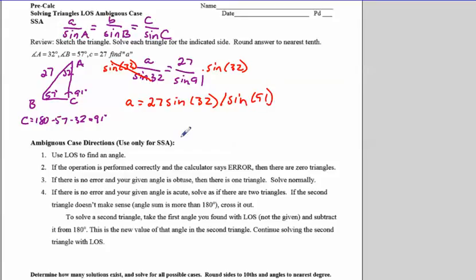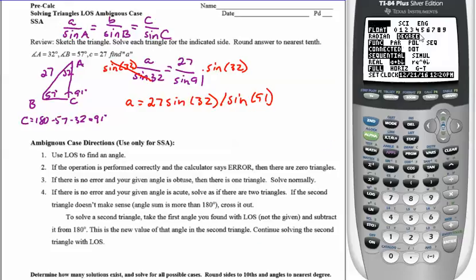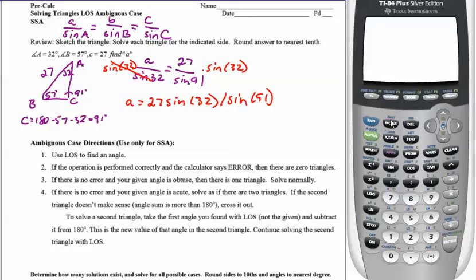Okay, and I need to check and make sure my calculator is in degree mode. So press mode. If you're not in degree mode, you need to highlight degree and press enter. And now I'm going to type 27 sine 32 divided by sine 91. Okay, and it says to round to the nearest tenth, so my answer is 14.3.